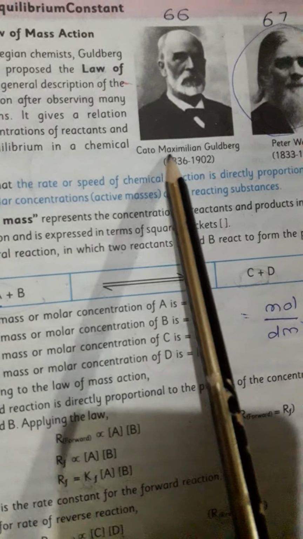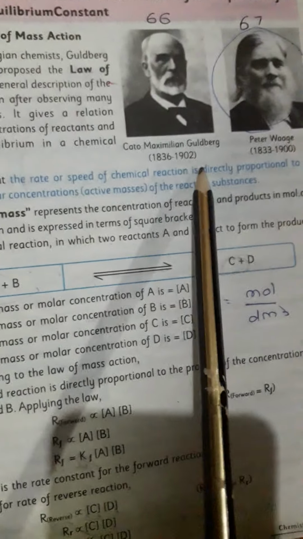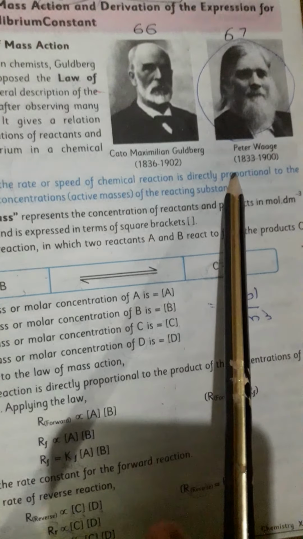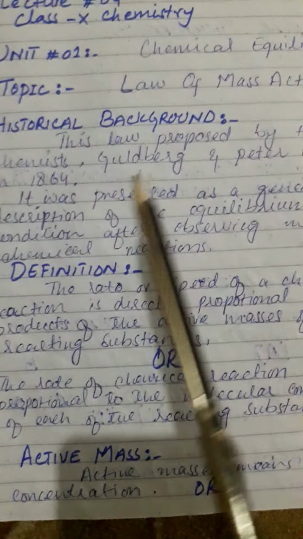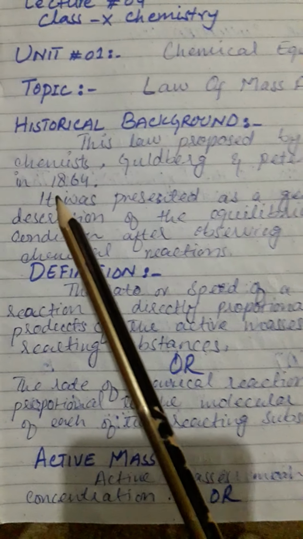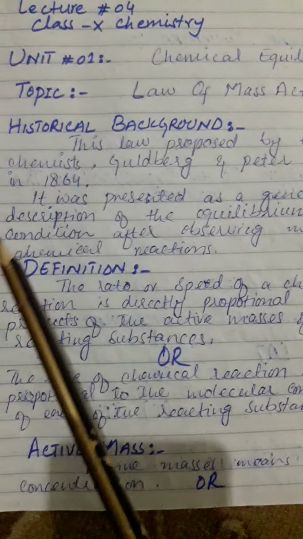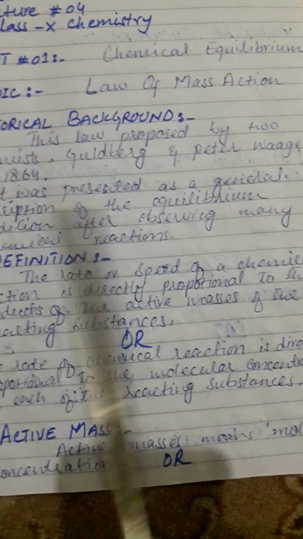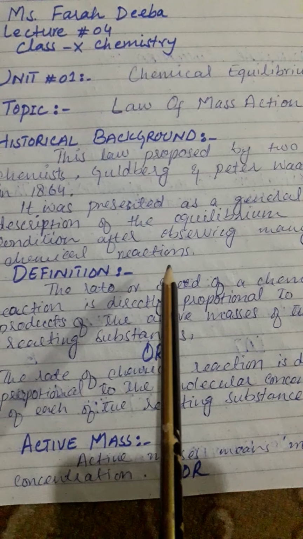Let's look at the historical background of this law. This law was proposed by two chemists, Cato Goldberg from 1836 to 1902 and Peter Waage from 1833 to 1900. These two chemists proposed this law in 1864. It was presented as a general description of the equilibrium condition after observing many chemical reactions.